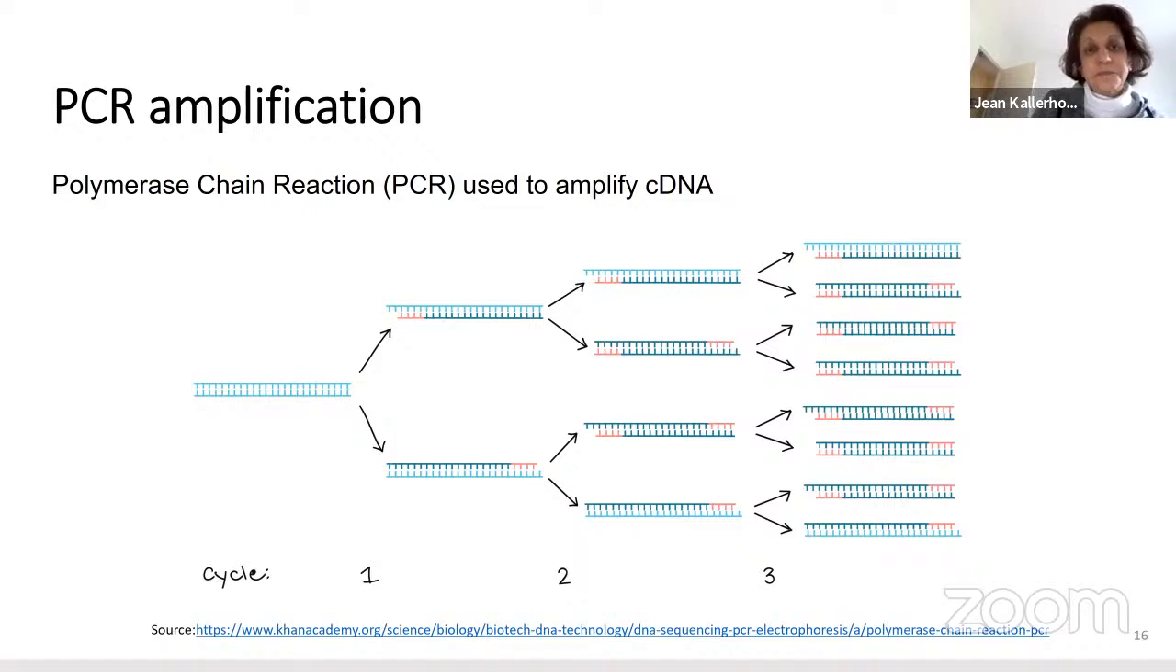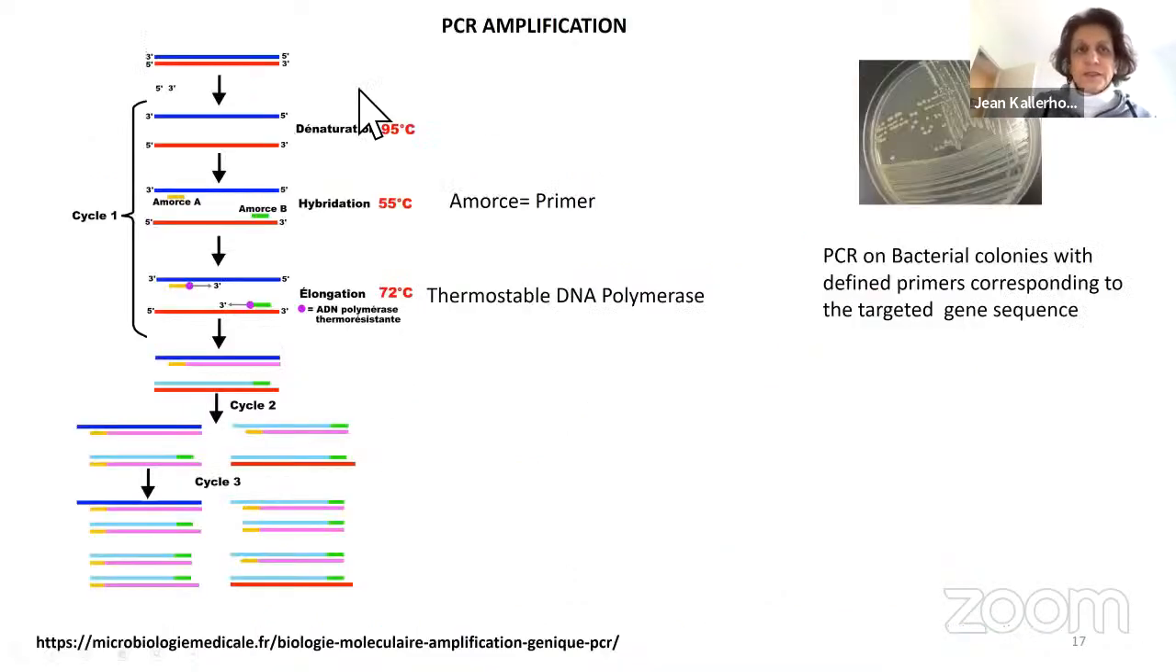So you need to remember this. It is very, very useful. It will carry you during all the years of your studies to the master, used every day in labs. So how does it work? Here you've got a double-stranded DNA, a blue and a red. First, the PCR consists of a denaturing step at 95 degrees.